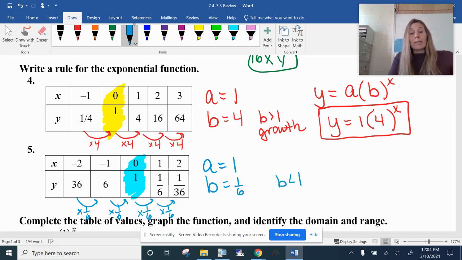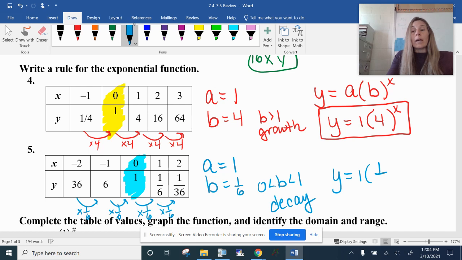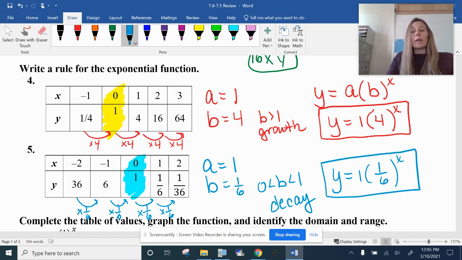That is a number less than 1, but greater than 0, which means this would be a decay function because b is a decay factor. So then we can write it, y equals 1 times 1/6 raised to the x power. Again, you don't need to keep the a value in there with the 1 because it's not going to change anything. You multiply something by 1 in the end. So if you just wrote 1/6 to the x power, that would also be sufficient.